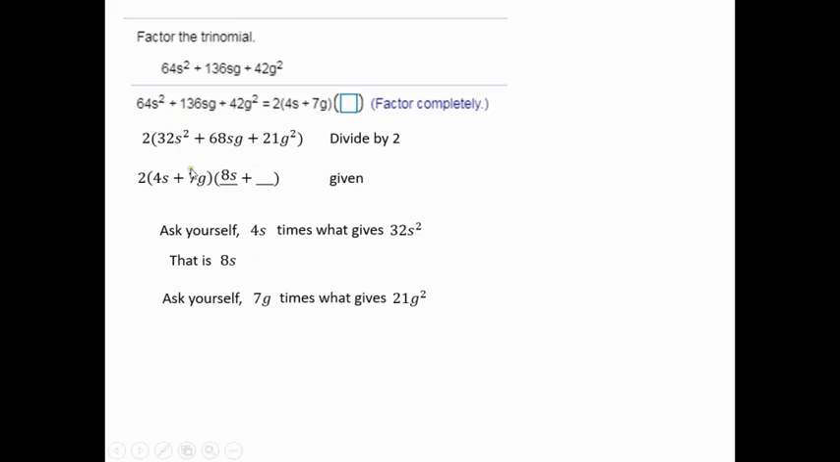Now we're going to ask ourselves, 7g times what would yield the last term, 21g squared? So I ask myself, 7g times what would give me 21g squared? And that would be 3g. I could divide 21g squared by 7g, and I would get 3g. So I put in the 3g there. So then I've just factored this. Now this is one way to approach this problem.